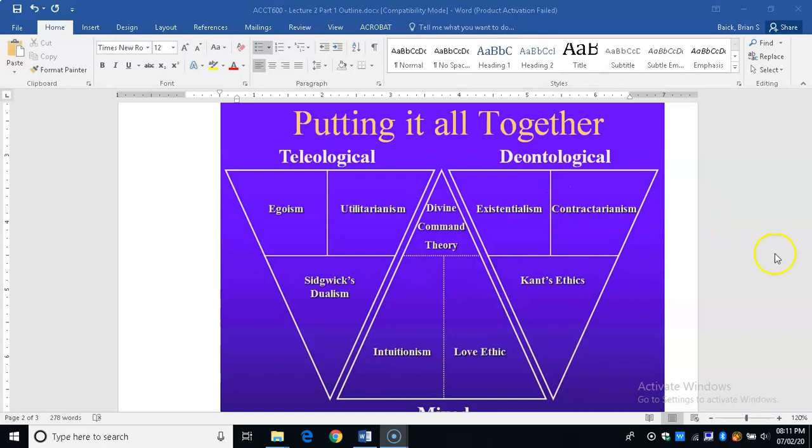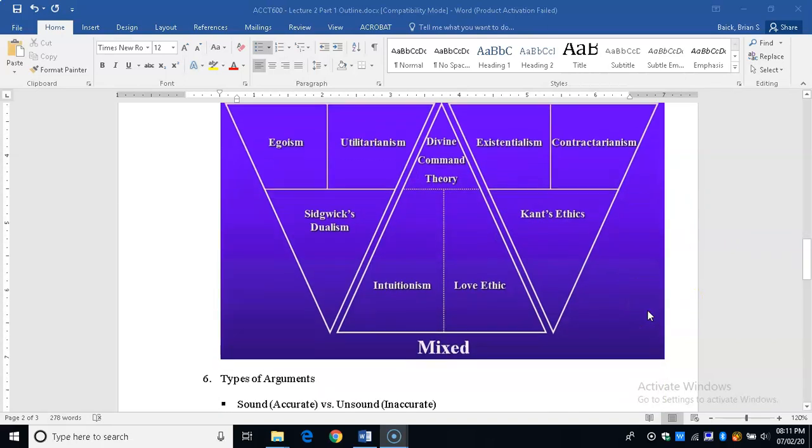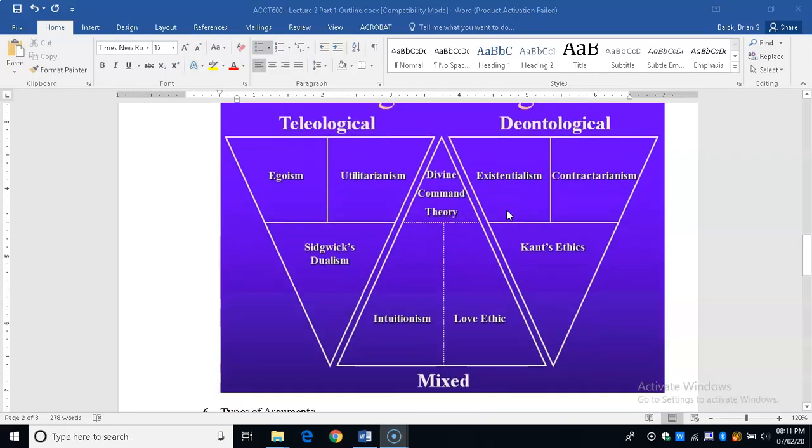And look at the middle here. The middle says mixed. Okay, so we have the mixed approach. Mixed combines teleological and deontological together. Okay, so it has both here in the middle.